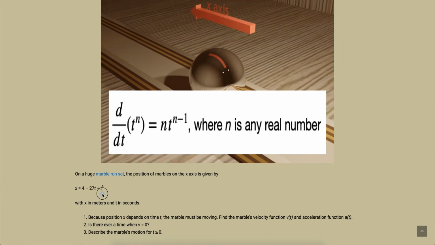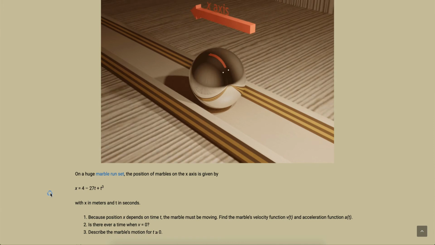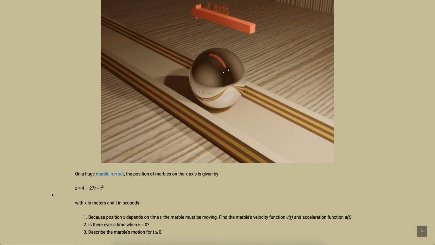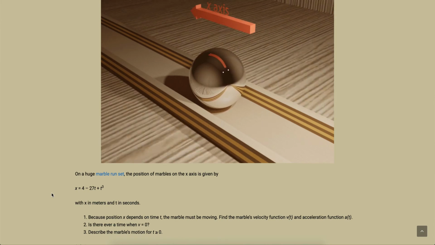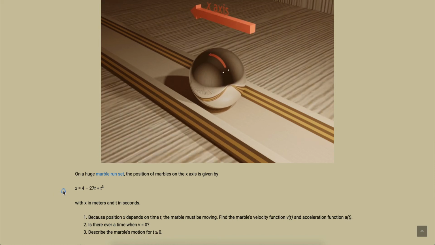Also, the power must be n minus 1. Thus, we have 3t squared. Please notice that I'm not explaining the rules of differential calculus, but just applying them. If you find this a bit challenging, I recommend you take a look at the rules of differential calculus to better understand this. So now we have the velocity equation. V of t equals 3t squared minus 27.